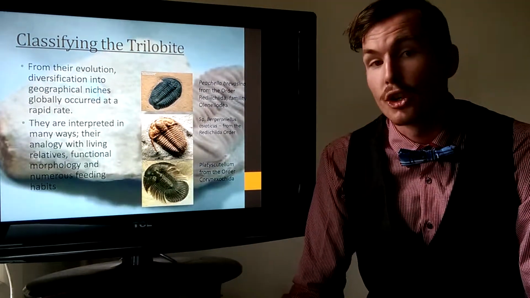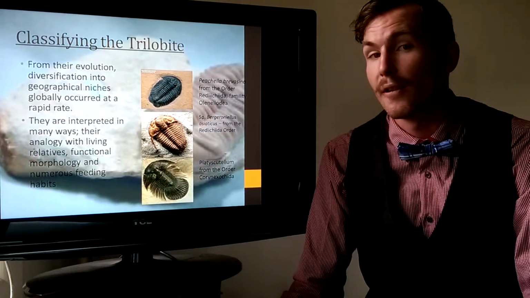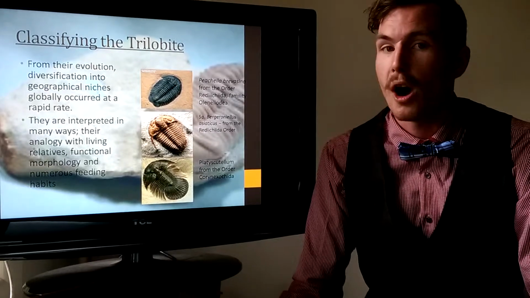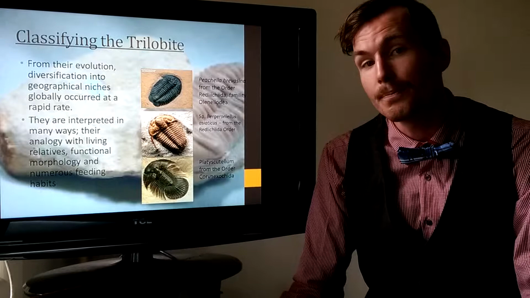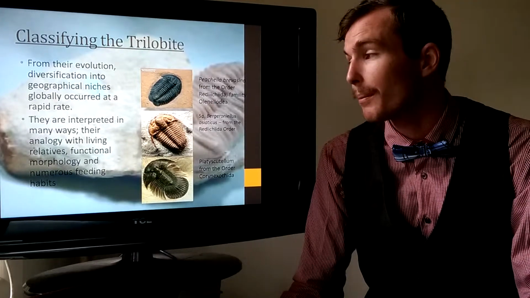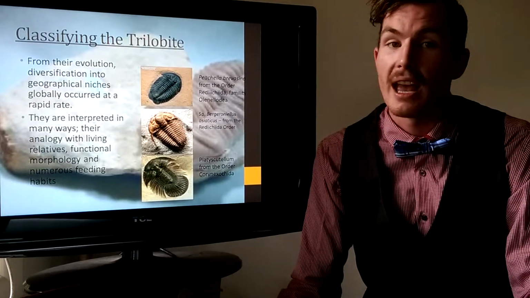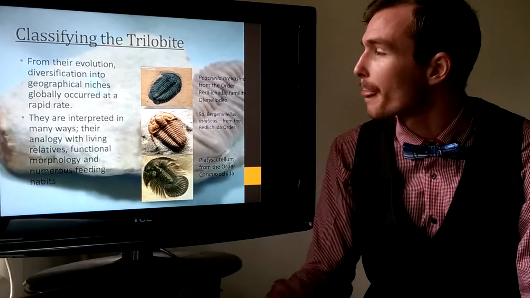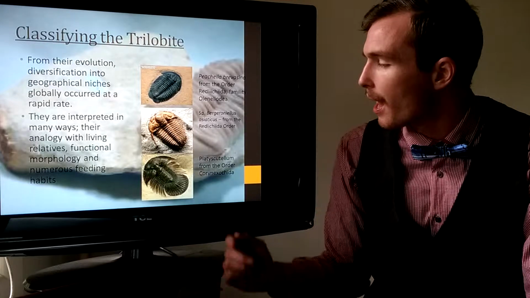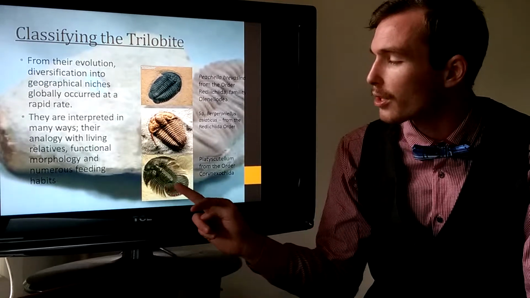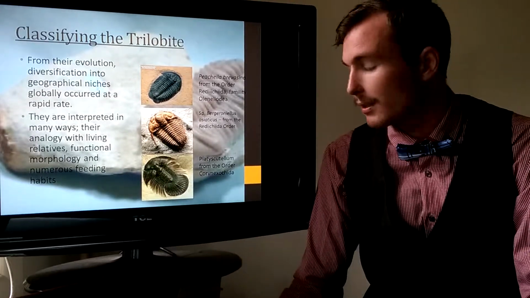Okay, so classifying the trilobite is generally done through functional morphology due to the wide variety of geographical niches. Their living relatives as well, the horseshoe crab and the crustacean family, as well as their numerous feeding habits from predator to filter feeding. And here are three examples you can see, the two earlier ones from the Redlichiida order, and also the Corynexochida, which were defined by their spiny bases.